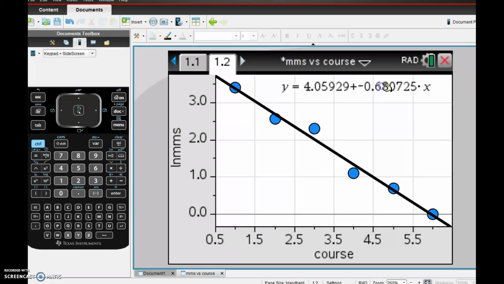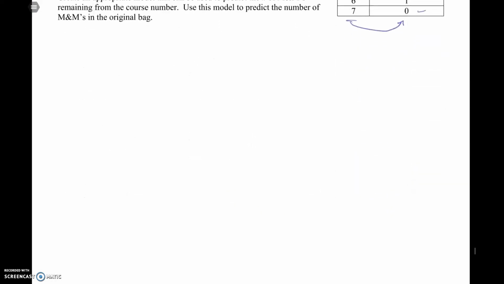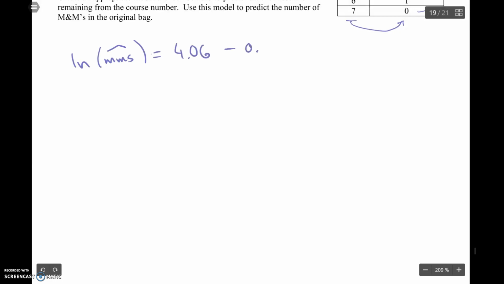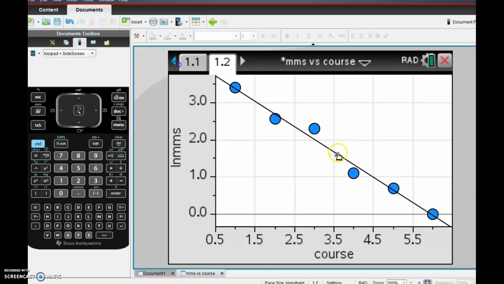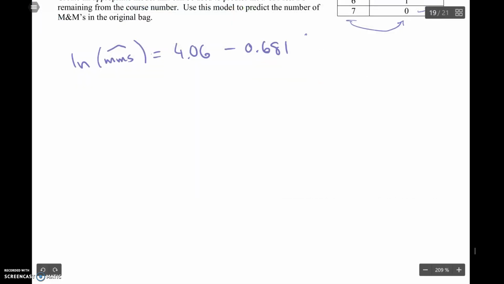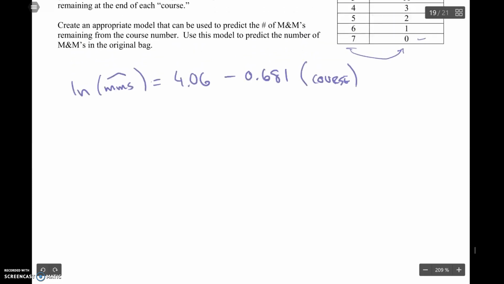And it does. So 4.06 minus 0.681. So this is the natural log of the number of M&Ms predicted is equal to 4.06 minus 0.681 times the original course. We didn't do a transformation on the x variable. So this should simplify to an exponential model.